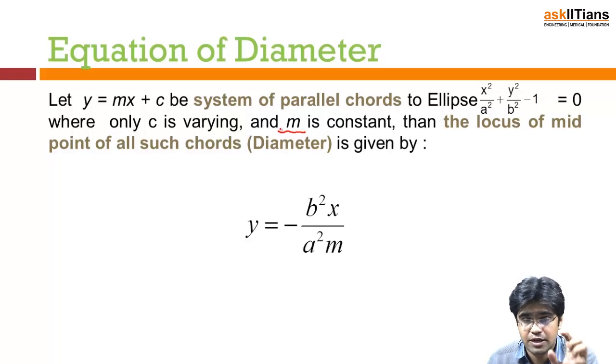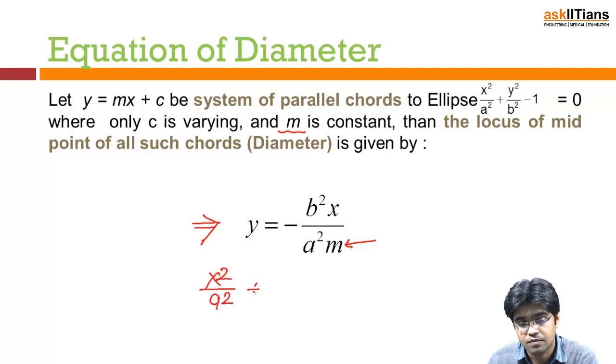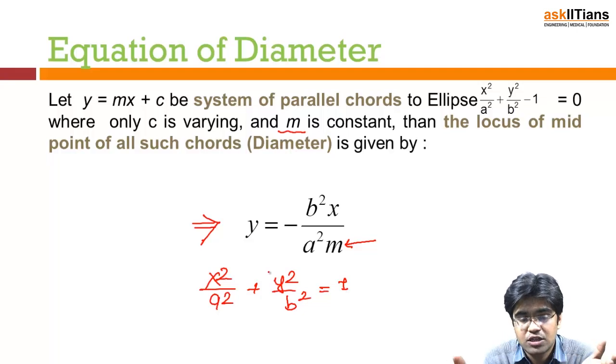If you draw the chords with the same slope and join all of them, then the equation of diameter will be this. Remember that this is the term which is differentiating each and every diameter from the other. As soon as the m or the slope changes, the system of parallel chords will change and the equation of diameter will change. Remember that this diameter is with respect to this ellipse. So if your ellipse changes, then again you have to write your equation of ellipse in the capital X and capital Y form, and then you can proceed.